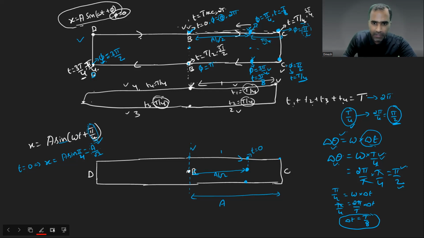Okay. Let me mark it with red. This is the starting point. Here, this is the starting point. You start measurements from this point. If it is sine, you start measuring from this point. And since the initial phase is pi by 4, you start measuring from here.